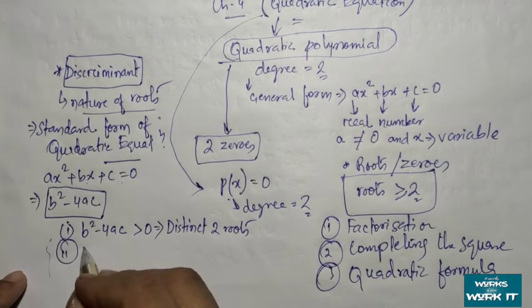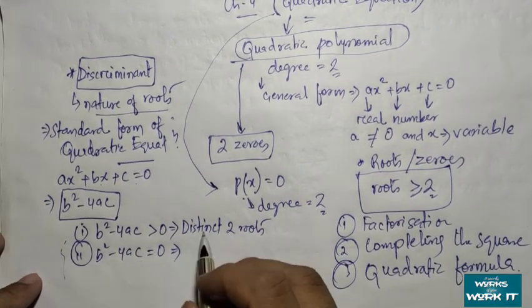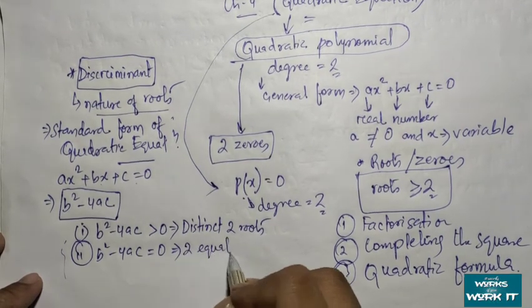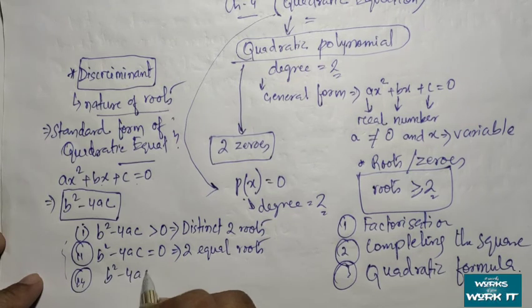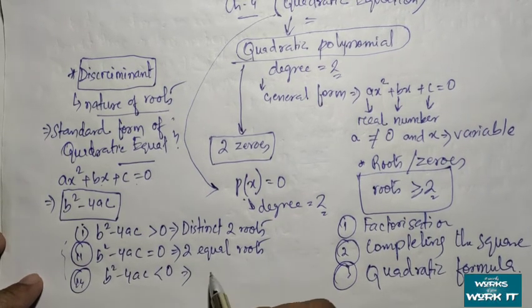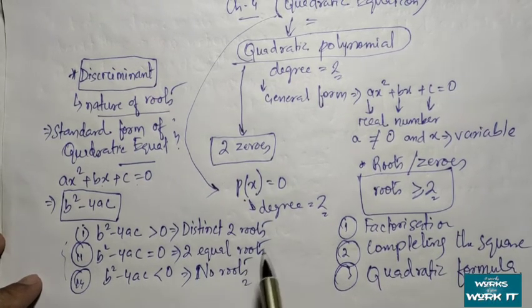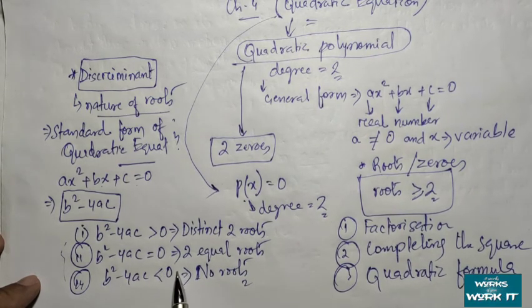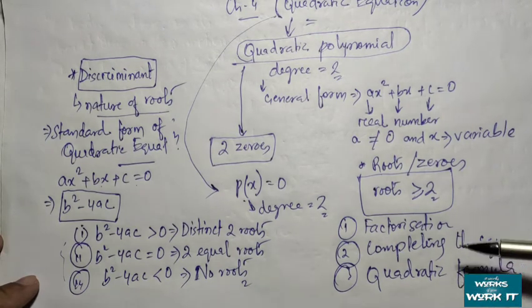If b square minus 4ac is equal to 0, then we can say it will have two equal roots. And third, if b square minus 4ac is less than 0, then it will have no roots. So if the discriminant is less than 0, we can directly write no roots, and there is no need to find roots by any of the three methods.